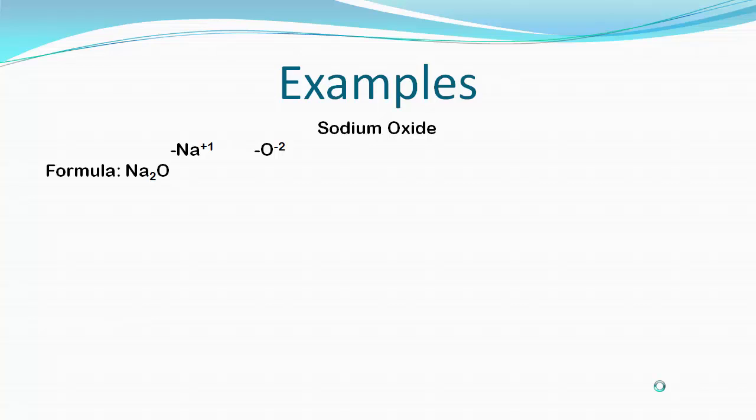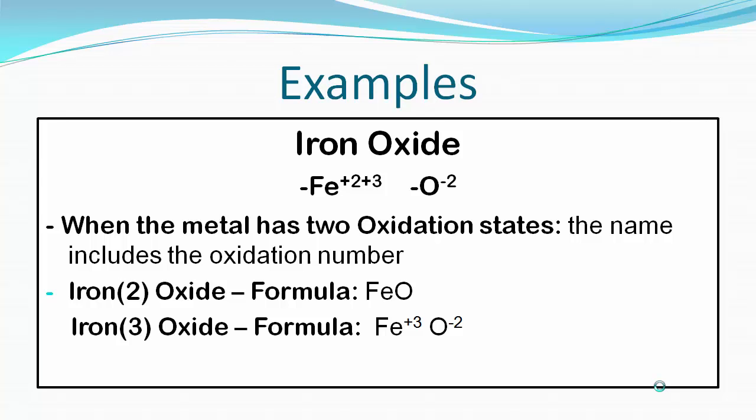Another example really is sodium oxide. So sodium is +1, like we said before, and oxygen is -2. So when you crisscross, you get Na2O1, but we don't write 1s. So that would be the formula.